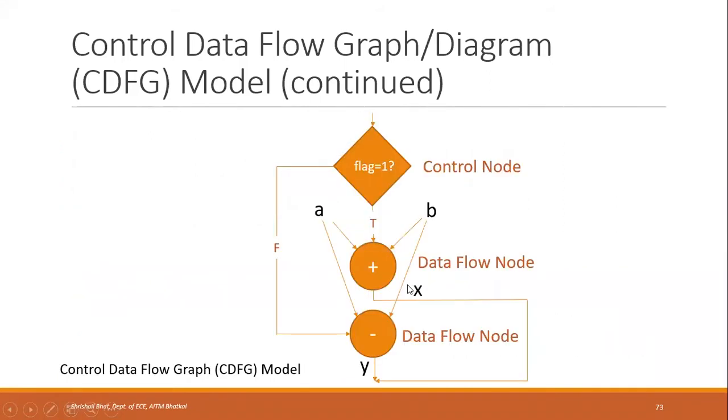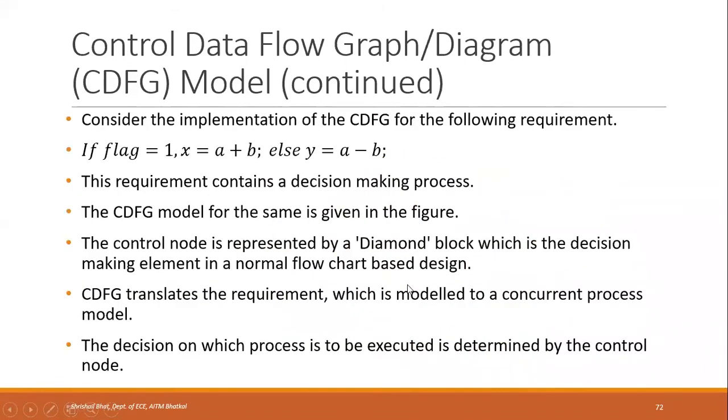Okay, this is one example. Suppose you want to implement something where you are checking some flag. If flag is equal to 1, you want to perform one particular operation, x is equal to a plus b. Else you want to perform another operation, y is equal to a minus b. So how to do this? There is some control variable, flag. If flag is equal to 1, you perform addition and assign that to variable x. If flag is equal to 0, then you perform a minus b and assign that to variable y.